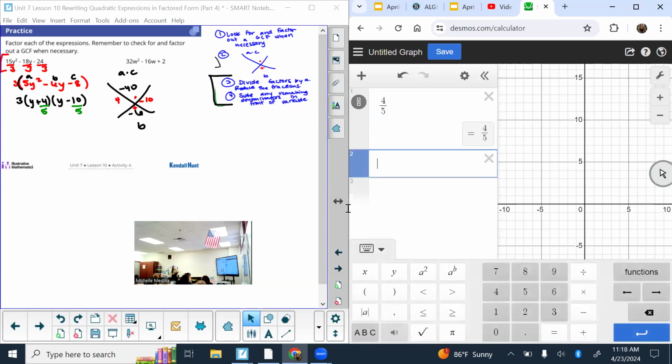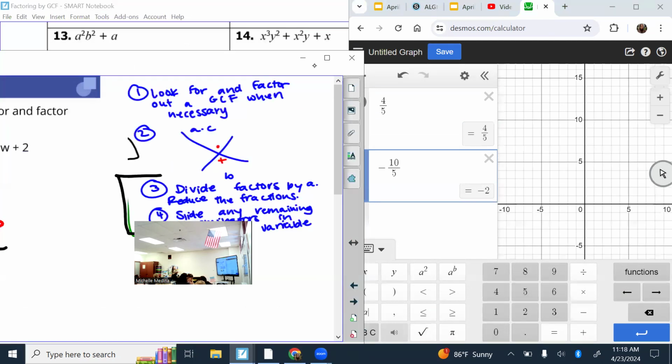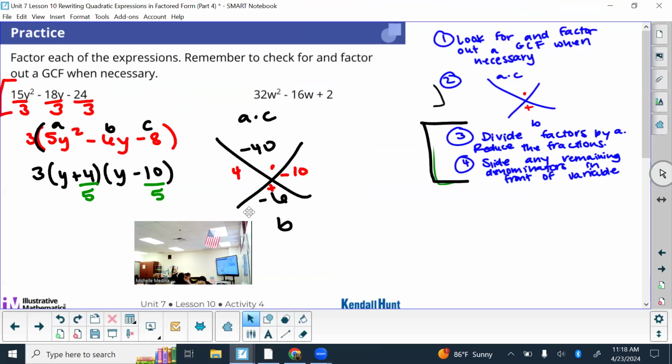Okay, so like, the -10/5, you can try that one out too. That just ends up reducing to a whole number, but this is how you can reduce your fractions. Anyway, 4/5 is already reduced.